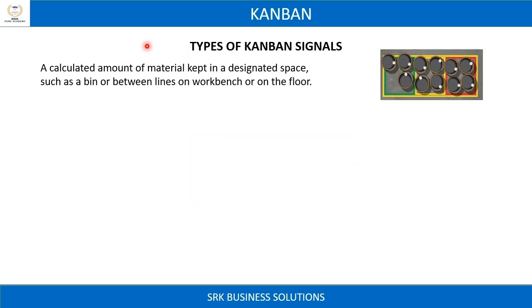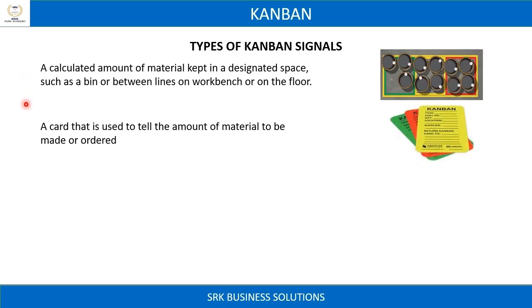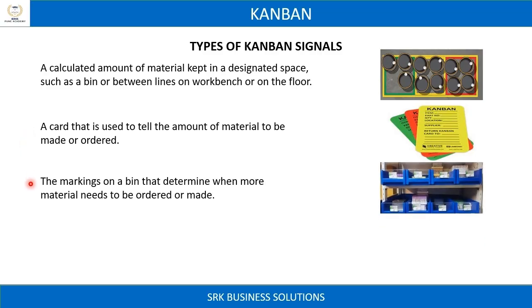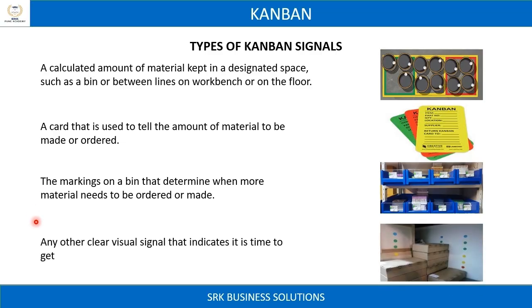Now we will see types of Kanban signals. 1. A calculated amount of material kept in a designated space, such as a bin or between lines on a workbench or on the floor. 2. A card that is used to tell the amount of material to be made or ordered. 3. The markings on a bin that determine when more material needs to be ordered or made. 4. Any other clear visual signal that indicates it is time to get more material.